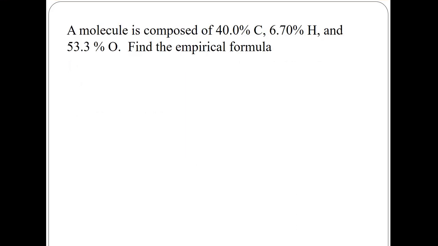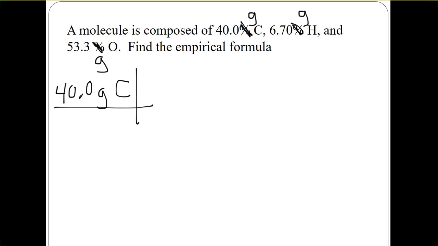Let's look at this example. So around 40% carbon, 6.7% hydrogen, and 53% oxygen. Find the empirical formula. First thing I'm going to do is get rid of that percent because I can't really do anything with it. But I can do something with grams. So I'm assuming I have 100 grams of it. It doesn't tell us how much we have, and so I'm going to make my life easier and say I have 100 grams of it.